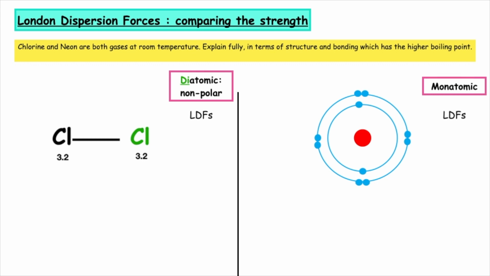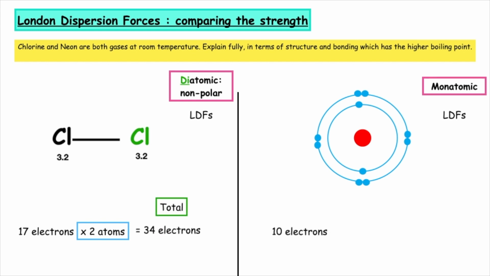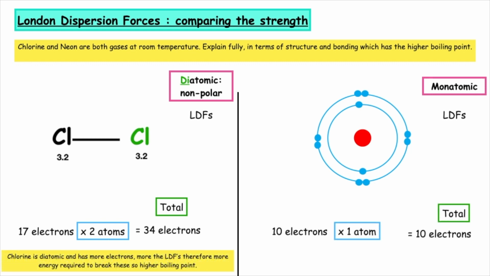At this point we have to quantify the electrons. So for chlorine, it's got 17 electrons times 2 atoms as it's diatomic, which gives us a total of 34 electrons. Neon has 10 electrons per single atom, which gives us a total of 10 electrons. So therefore, as chlorine is diatomic and has more electrons, it's going to have more LDFs, therefore more energy required to break these, so therefore a higher boiling point.